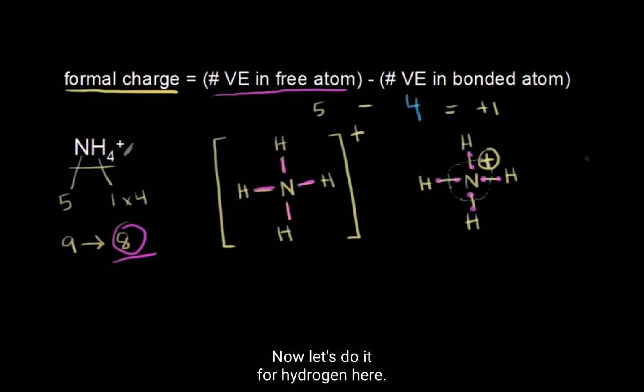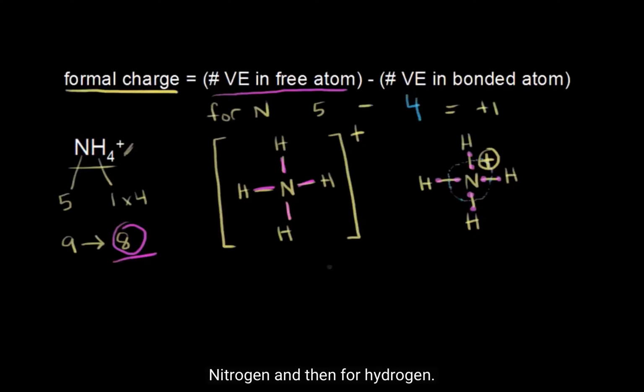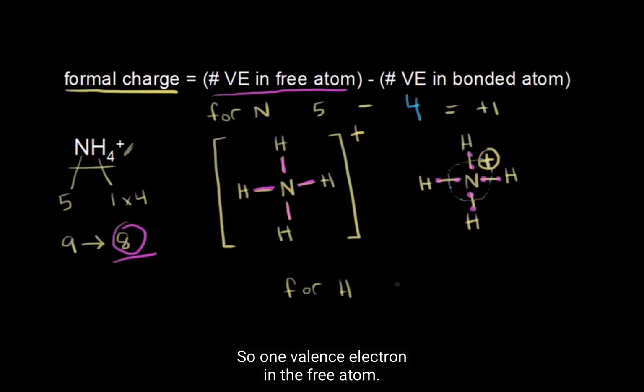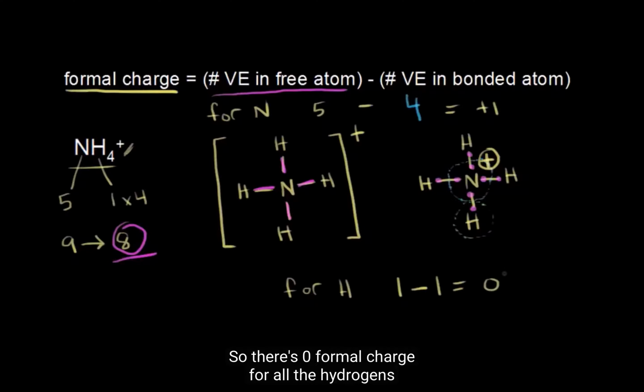Now let's do it for hydrogen here. So hydrogen's in group 1 on the periodic table. So let me just point this out. This is for nitrogen. And then for hydrogen, it's in group 1, so 1 valence electron in the free atom, and from that we're going to subtract the number of valence electrons in the bonded atom. So if we look here, we assigned 1 valence electron to each hydrogen, so therefore it's just 1 minus 1, or 0. So there's 0 formal charge for all of the hydrogens in the ammonium cation. And so that's how to assign formal charges.